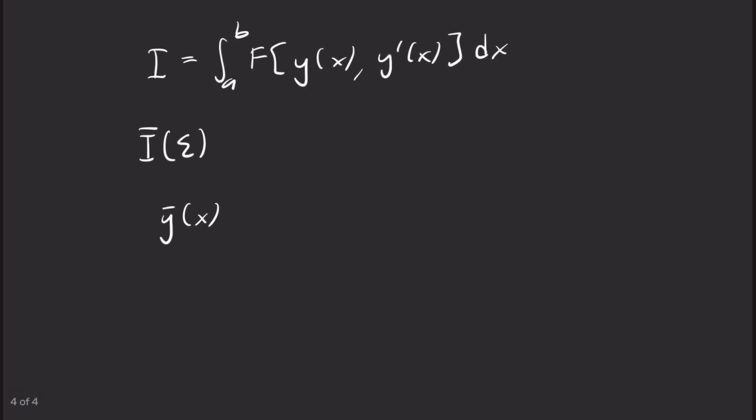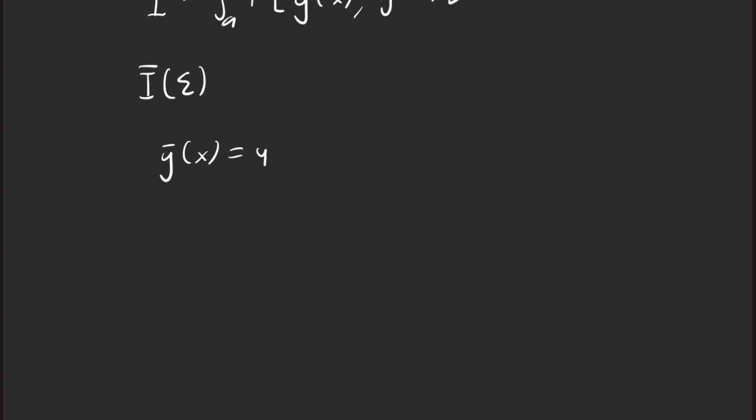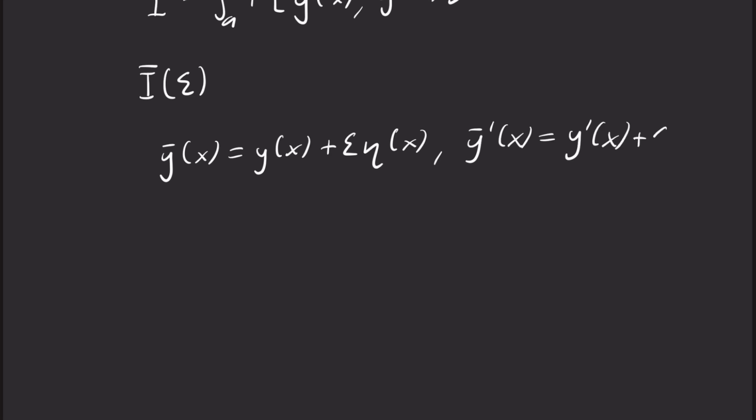Okay, so I'll say y is the solution, but I'll add some variation, epsilon times another function, eta of x, and I'll call that y bar of x, that kind of variation. And that'll also give me a derivative of y bar, and that'll just be the derivative of y plus epsilon eta prime of x, right? Because epsilon is still an independent variable relative to x, so that won't do anything.